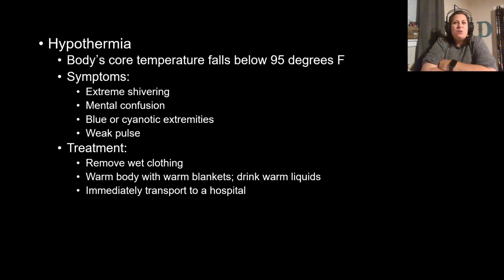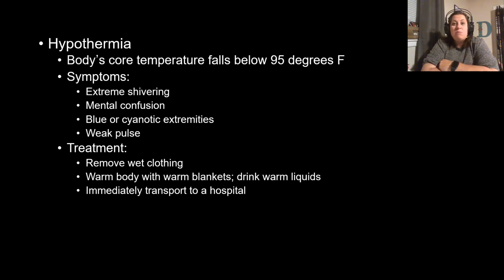Now, those are all what we consider types of hyperthermia, in a sense. So let's talk a little bit about hypothermia. This is when the body's core temperature falls below 95 degrees Fahrenheit. Symptoms are going to be extreme shivering and mental confusion. You'll start to have blue or cyanotic extremities because the blood's being pulled away from your fingers, your toes, your nose, your ears. So those areas will start to turn blue, and you'll have a very weak pulse.